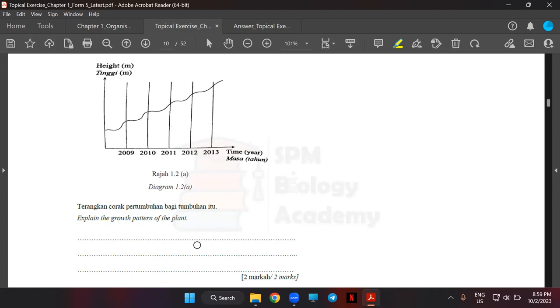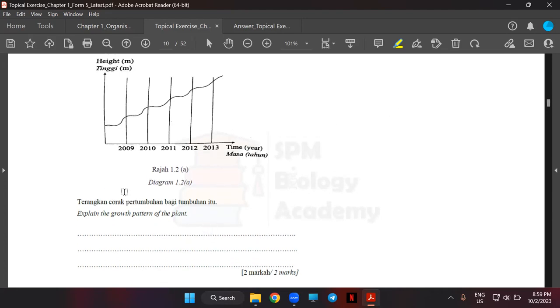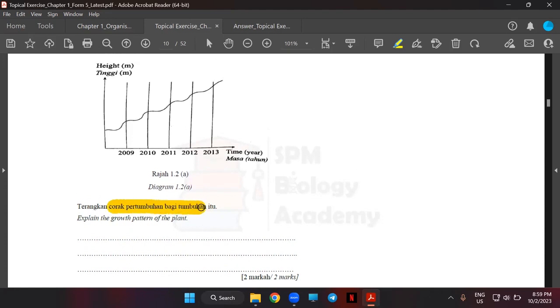What is the question? Terangkan corak pertumbuhan bagi tumbuhan itu. 2 markah. Terangkan corak pertumbuhan. Explain the growth pattern of the plant. Explain the growth pattern. Terangkan corak pertumbuhan. So, what do we answer first?